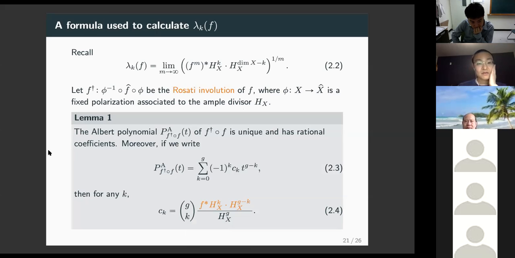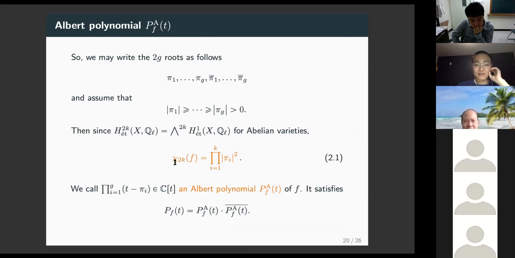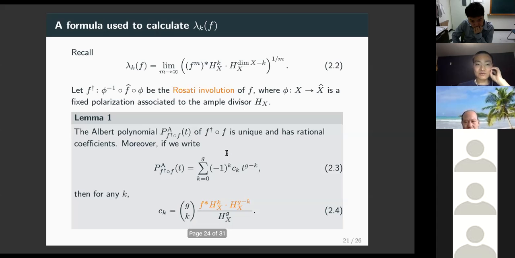All right. Because we have law in chi2k of F equal to this number, we just need to show that lambda k of F is also equal to that number. Recall that lambda k of F is, by definition, the limit of this mth root of this intersection number.